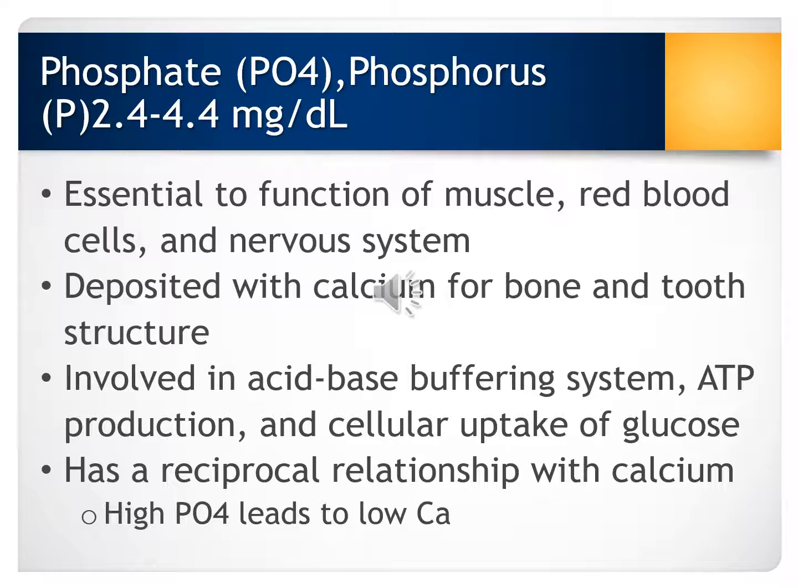Phosphate, or phosphorus, is the primary anion in the intracellular fluid and is essential to the function of muscle, red blood cells, and the nervous system. It is deposited with calcium for bone and tooth structure. It is also involved in the acid-base buffering system, energy production of ATP, cellular uptake of glucose, and it is also needed in the metabolism of carbohydrates, proteins, and fat. Typically, phosphorus has a reciprocal relationship with calcium, meaning that high phosphorus levels lead to low calcium levels.